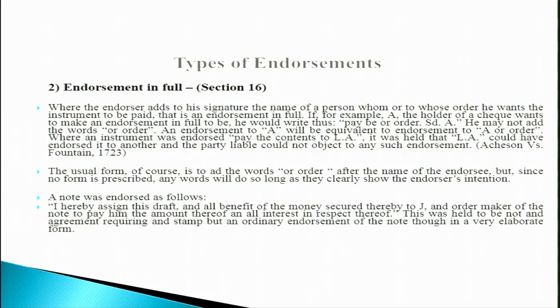Endorsement in full. Let us see endorsement in full. When the endorser adds to his signature the name of the person to whom, or to whose order, he wants the instrument to be paid, that is endorsement in full. For example, A, the holder of a check, wants to make an endorsement in full to B. He would write thus: pay B or order, Sri A. He may not add the words "or order". So, when you write the name, then it becomes a full endorsement. The usual form of course is to add the words "or order". That is not important.